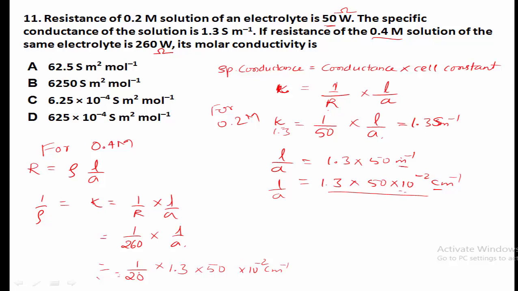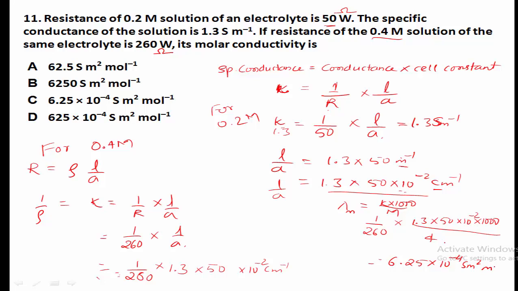It is 260, not 20. So how much will you get? 1 divided by 260 into 1.3 into 50 into 10 raised to minus 2 into 1000 divided by 4. Because you should know lambda m, molar conductance, is equal to kappa into 1000 divided by M. Therefore, substitute this. On simplification, you will get 6.25 into 10 raised to minus 4 siemen meter square per mole. So convert this into centimeter: 6.25 siemen square centimeter per mole.